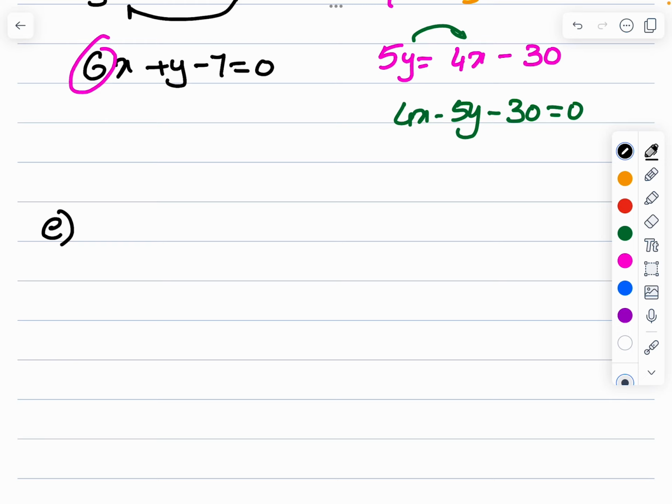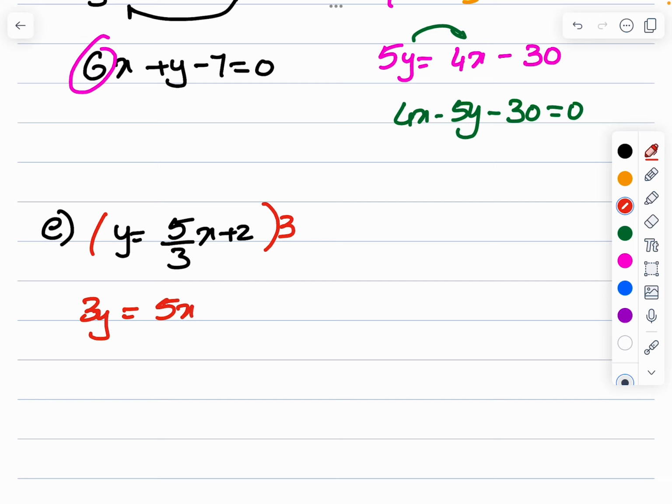Coming to part E. y equals 5 upon 3 x plus 2. So multiply by 3 on both sides. So it becomes 3y equals 5x plus 6. So this time 3y you bring to the other side. So 5x minus 3y plus 6 equals 0.